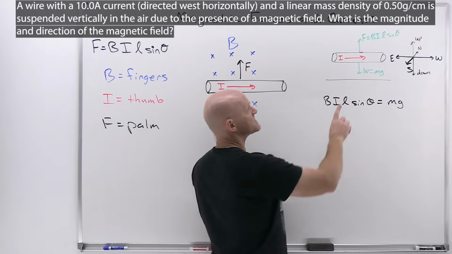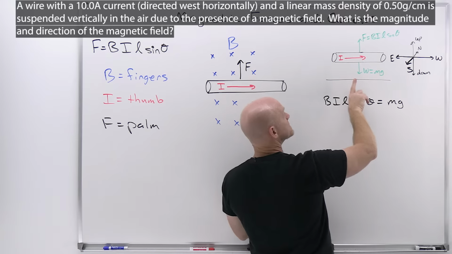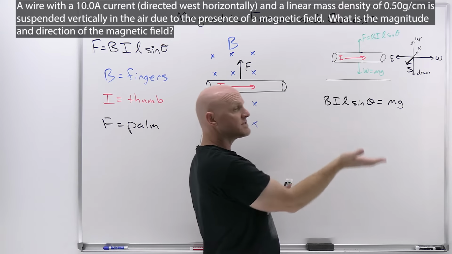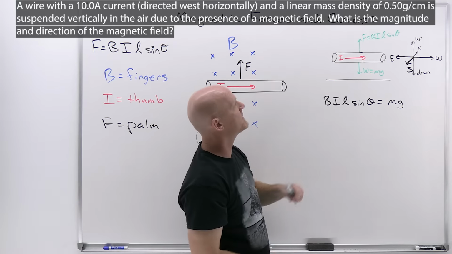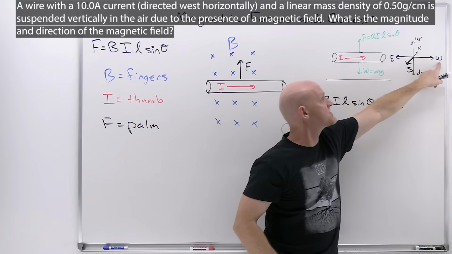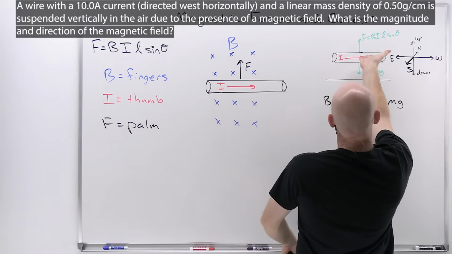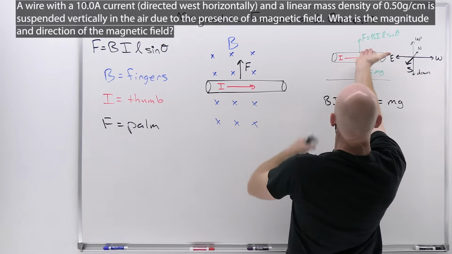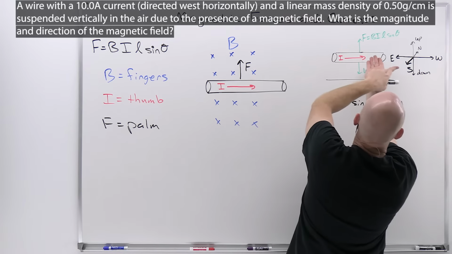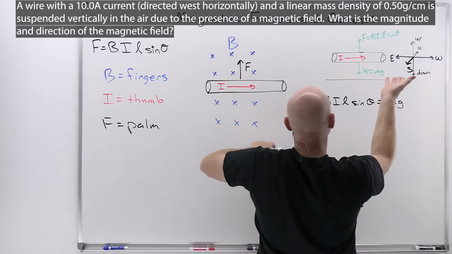We're told that this force, or at least we're able to deduce that the force points upward, so our palm needs to face upward, and then the current is pointing to the right on my diagram, which is to the west. And so in this case, my thumb needs to point to the west, so my palm needs to face up, and the only way that's possible is with my palm facing up, thumb to the right, and my fingers going into the board.